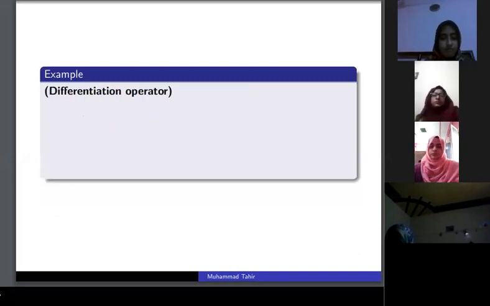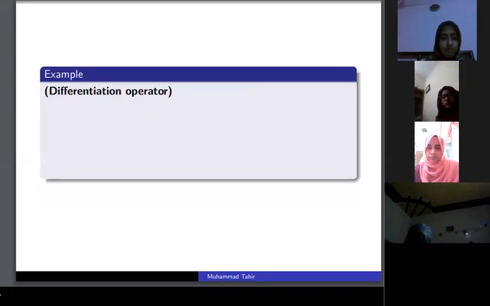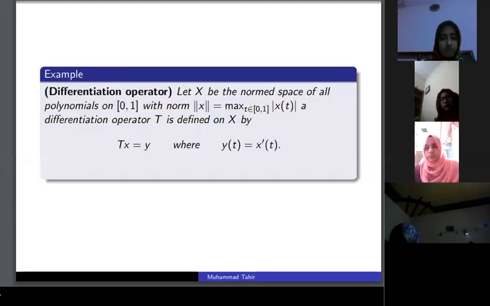Next example is the differential operator. Again, we know that this is a very important operator. We have already proved that this is a linear operator. Now, very interestingly, this is not bounded. Let X be the normed space of all polynomials on [0, 1].